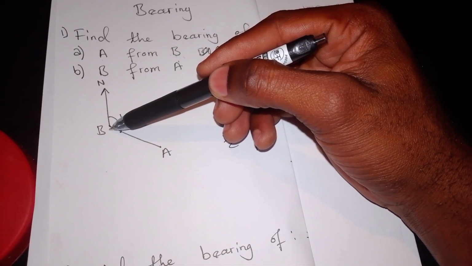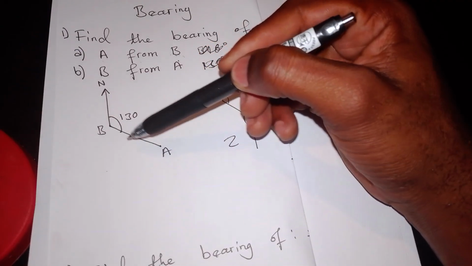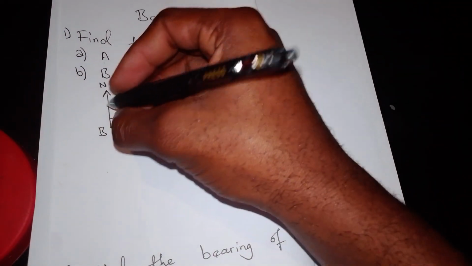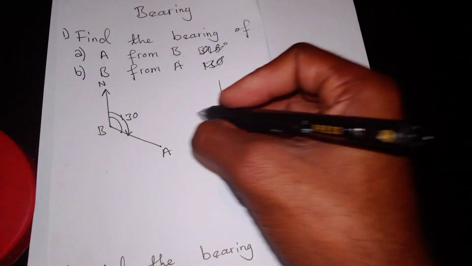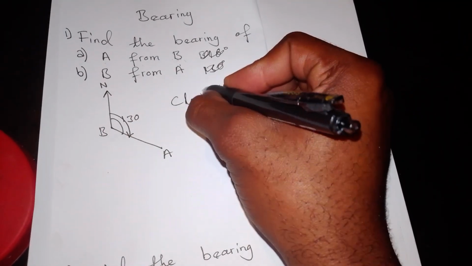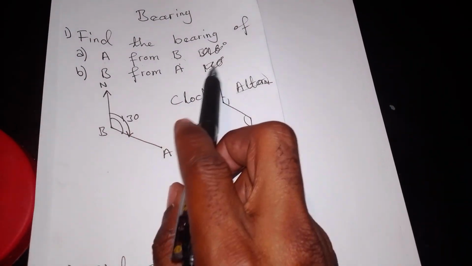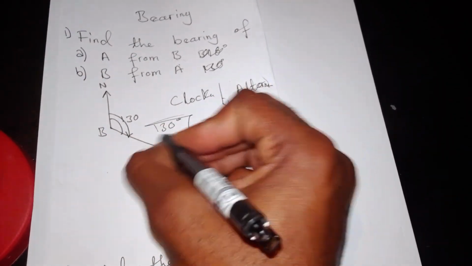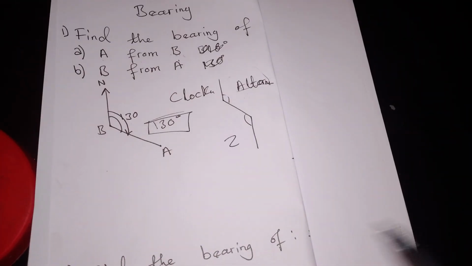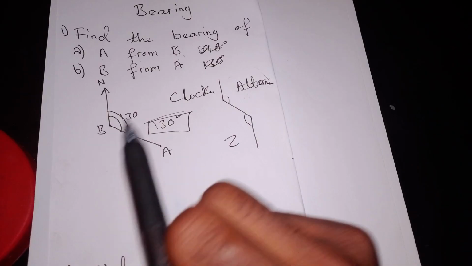So all you need to do is draw an arc from B going to A, this line A. You can just draw an arc like this. Of course, this arc should be in the clockwise direction, like this. So the bearing of A from B will therefore be 130 degrees. And you're done.